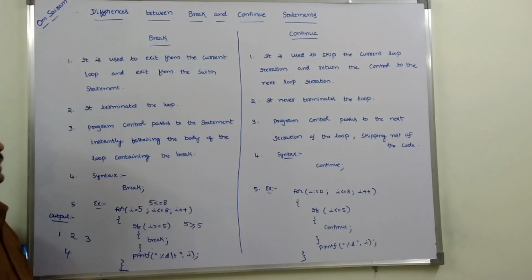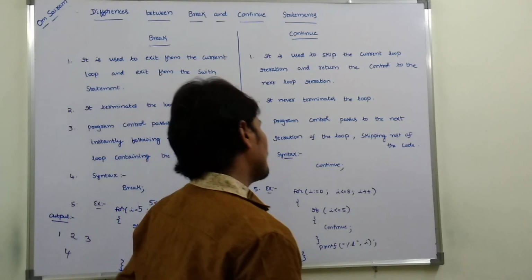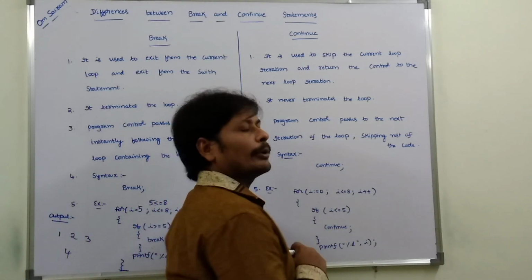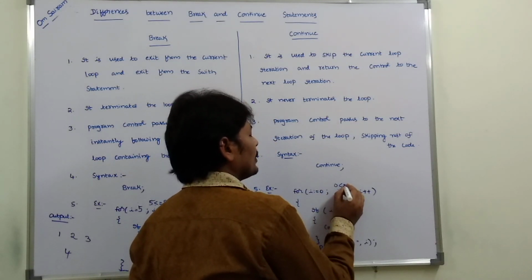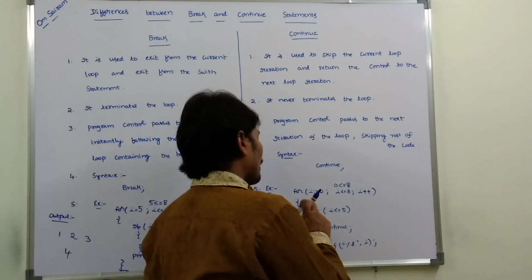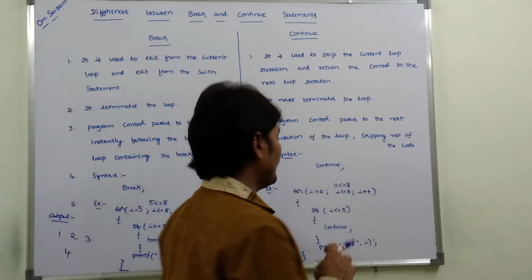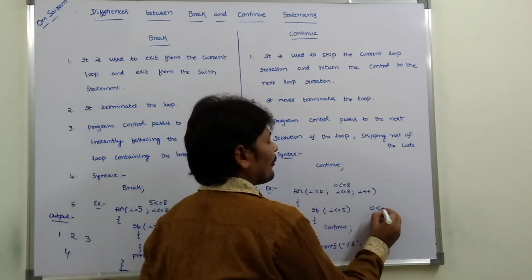Okay. Next, go to the continue statement. So here i is equal to 0. 0 less than or equal to 8, condition true. The control goes to the body of the loop. Here if 0 less than or equal to 5.